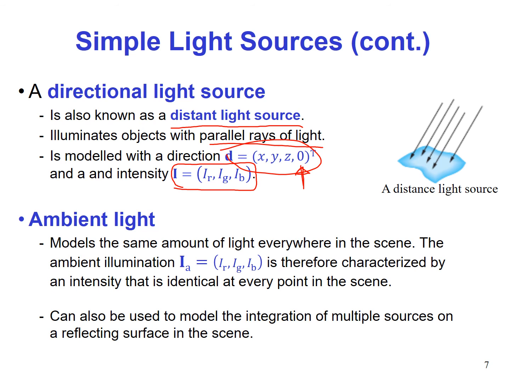Ambient light source models the same amount of light everywhere in the scene. It does not have a position, it only has the intensity RGB values and will strike every point in the scene. Ambient light is used to model integration of multiple light sources and reflections from other objects in the scene.